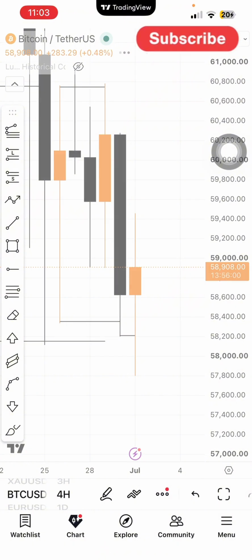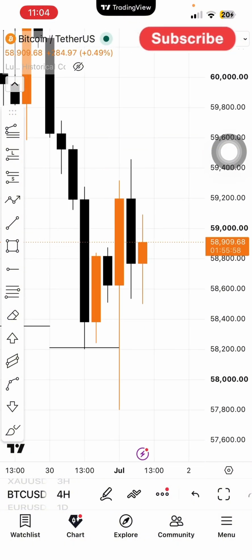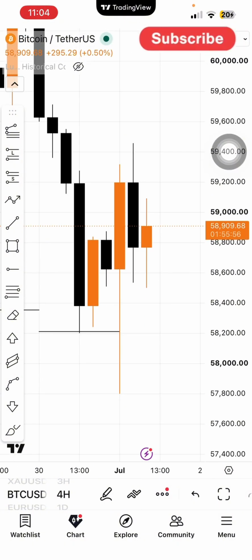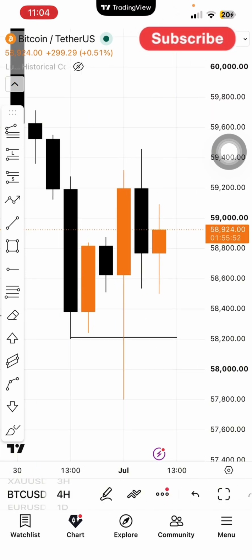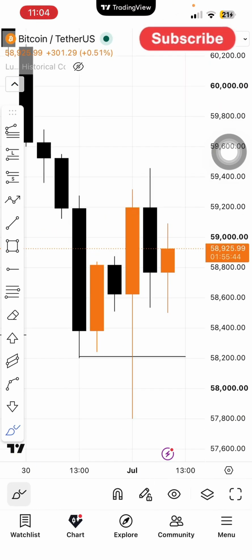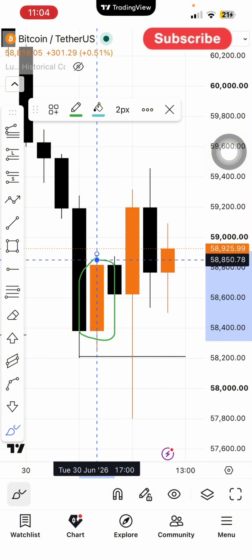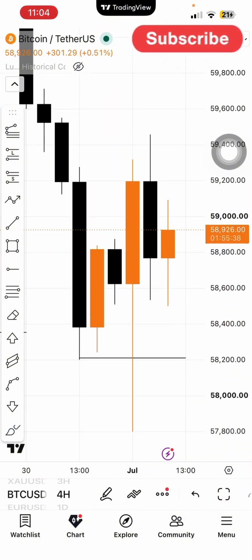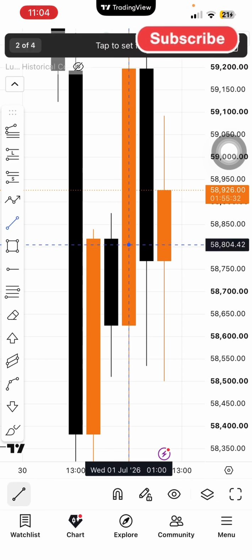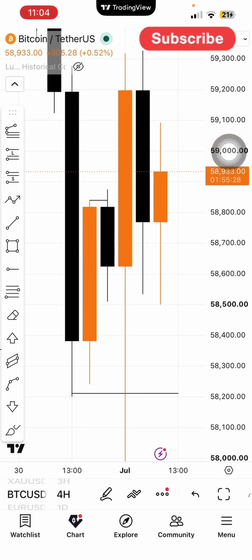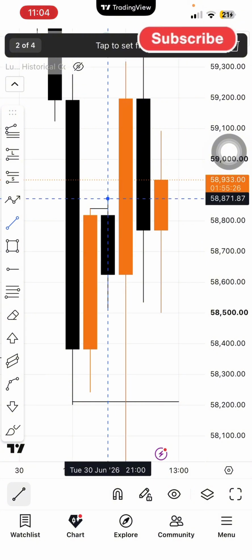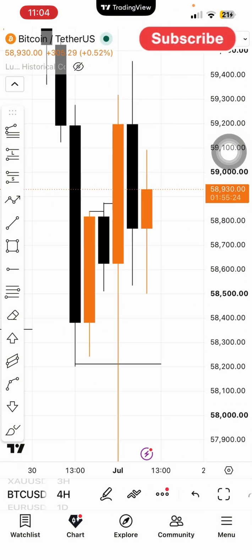Okay, we'll move down to the 4 hours time frame. Now we can see that the 4 hours time frame has this internal range candle, which is this. You can see that is an internal range candle, and the internal range candle took out this high, and the next candle closed above the high.